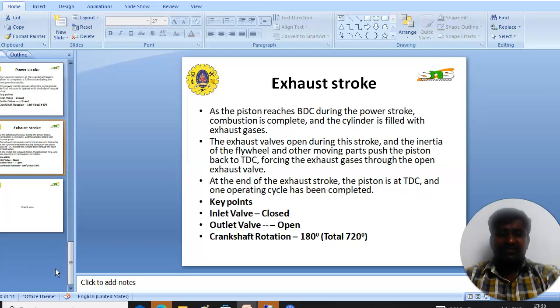The final is the exhaust stroke. The piston reaches the BDC during the power stroke. The combustion is complete and the cylinder is filled with exhaust gas. The exhaust valve opens during this stroke, and the inertia of the flywheel and other moving parts pushes the piston back to the TDC, forcing the exhaust gas through the open exhaust valve. At the end of the exhaust stroke, the piston is at the TDC and one operating cycle has been completed.